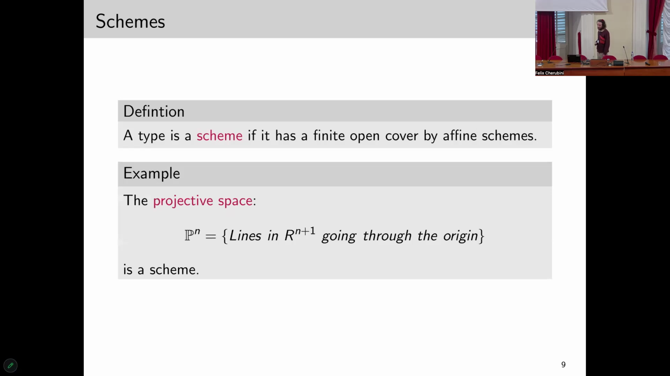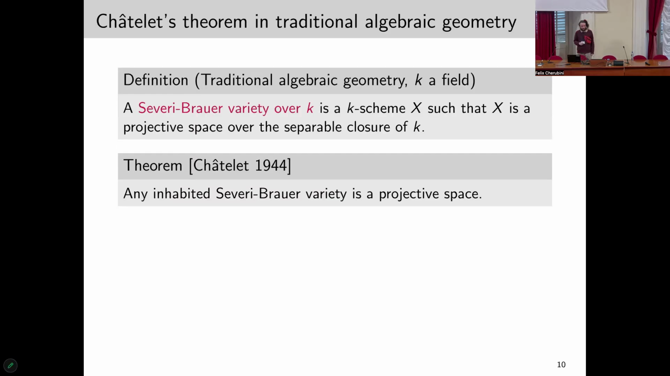And a very important example is the projective space. Here Pn is the projective space of dimension n, and it's the set of lines in R^(n+1) which go through the origin. And yes, it is a scheme. Okay, so now let me go back to Chatelet's result that we want to have a synthetic proof of.